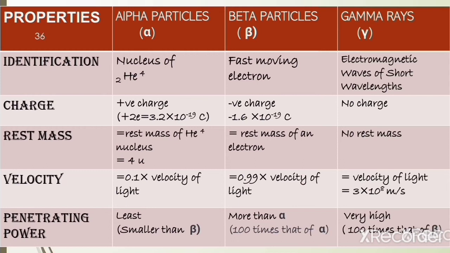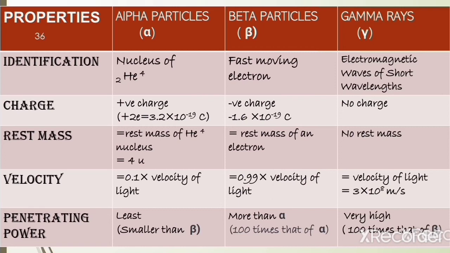Gamma rays. Gamma rays are entirely different from alpha and beta particles. They are electromagnetic waves of short wavelengths and do not have any charge or mass. They travel with a velocity equal to the velocity of light, 3 into 10 raised to 8 meter per second. The beta particle has a velocity which is 0.99 times the velocity of light. The alpha particle has the least velocity, which is 1 by 10 the velocity of light.